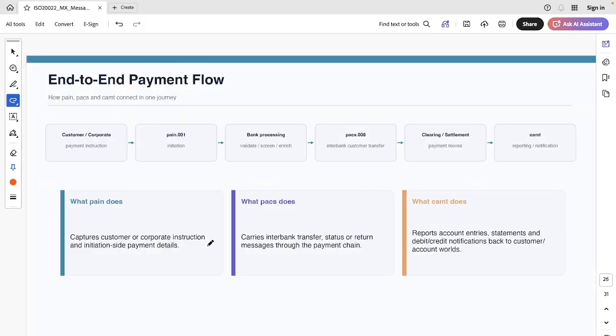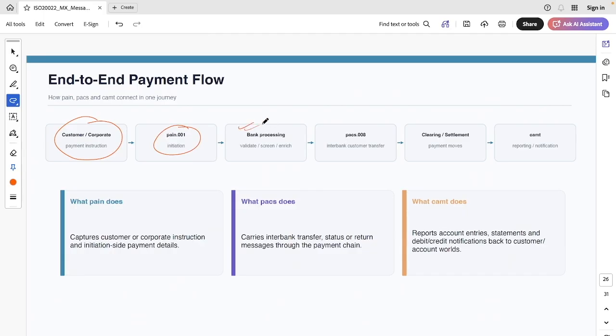Now let us connect everything into a practical end-to-end flow. A customer or corporate creates a payment instruction. That instruction may come from an ERP or channel or host to host file. This is the pain.001 world.